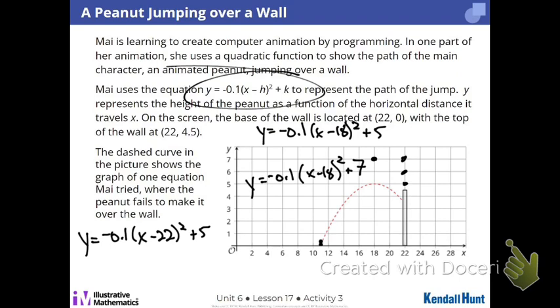Now, not for the video, but I'm going to go check some of these out on a little animation, okay? On the computer. Let's see what happens to this peanut.